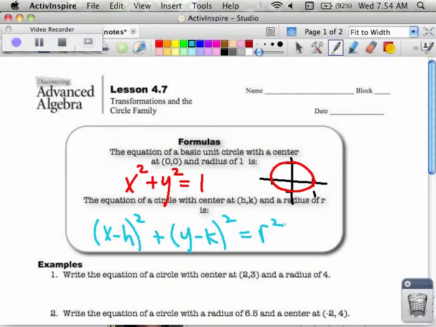So like for example, inside the parentheses, the first one, if you saw x minus 3, that means it moved to the right 3. If you see y plus 2, that means it went down 2. So just like with our other stuff, it's on the inside, it's the opposite of what you would think. And we'll do some examples so that you know.